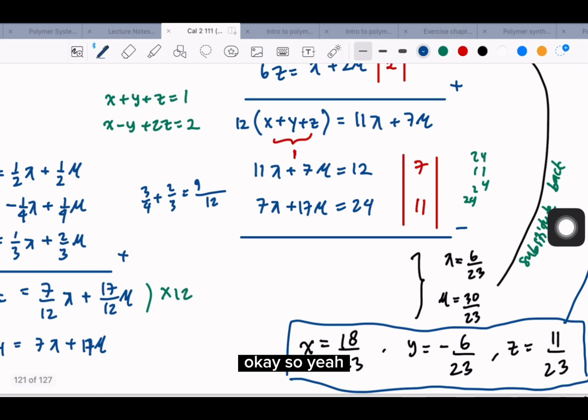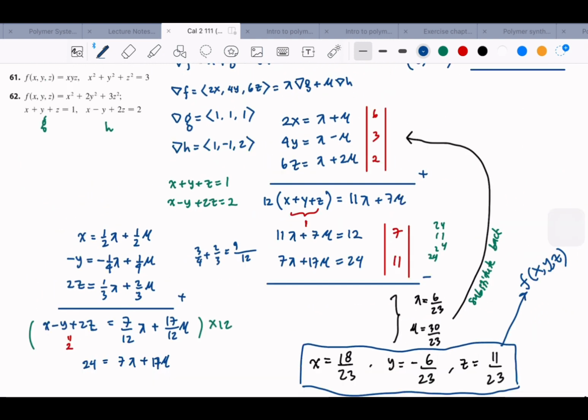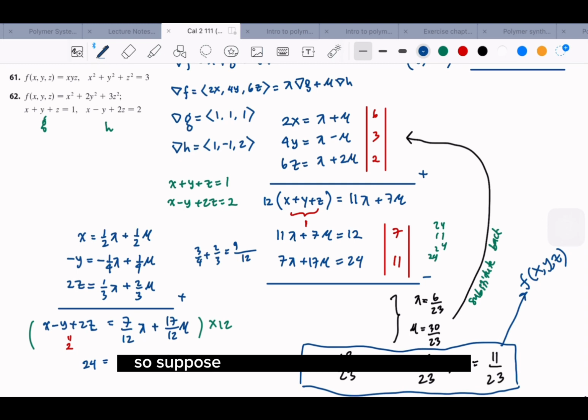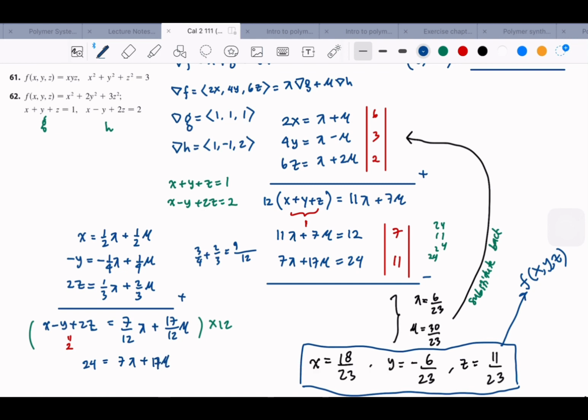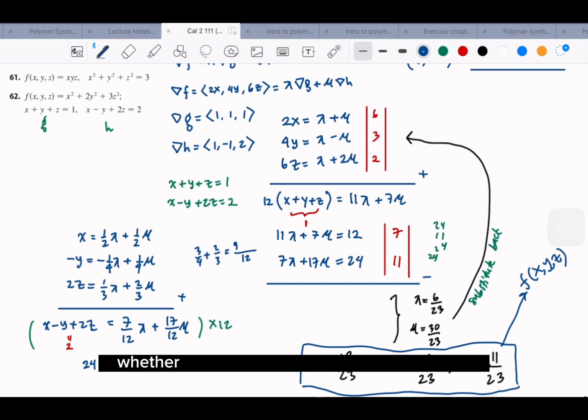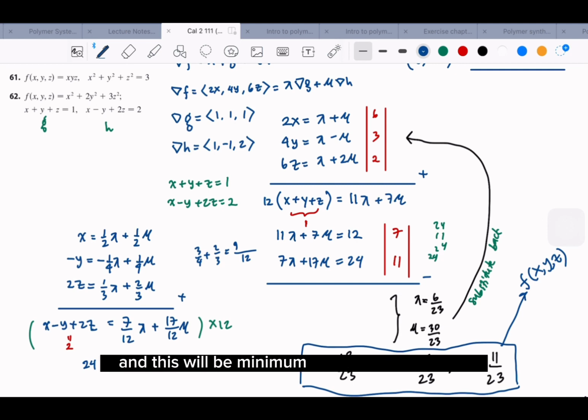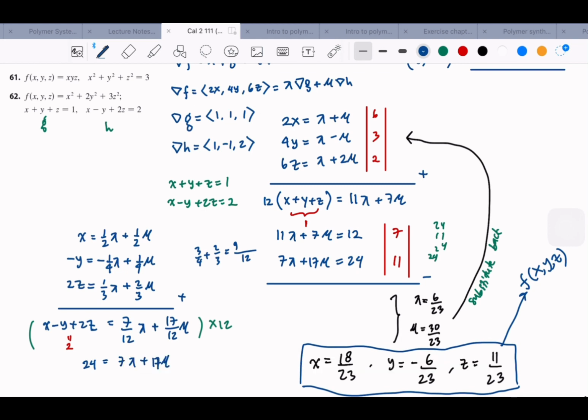Okay, so yeah, and then check how to check the minimum or maximum. So suppose that you get the value from here. Okay? How to check whether it's maximum or minimum? You can check x, y, z that can satisfy the equation, and then you can check whether it is going to be higher than this or below. Okay? If it is higher than this, then this will be minimum. If that is going below, then this will be maximum.